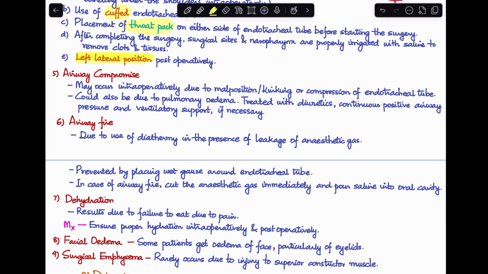Now, what happens here? This can occur intraoperatively due to malposition, kinking, or compression of the endotracheal tube. This can also occur due to pulmonary edema.